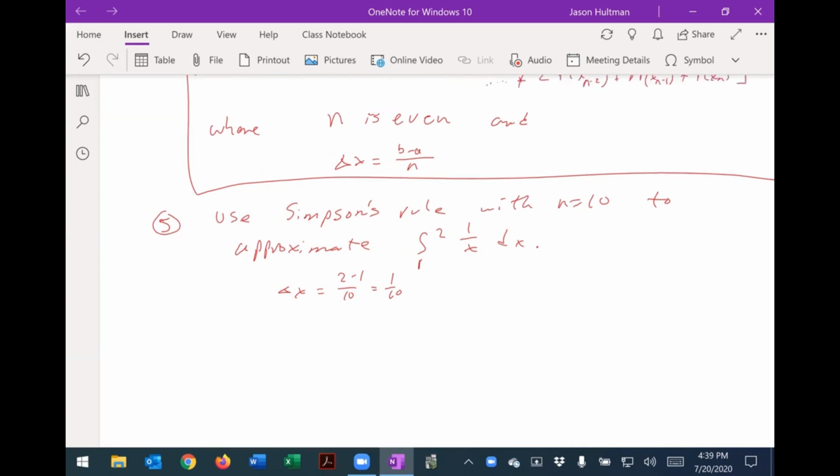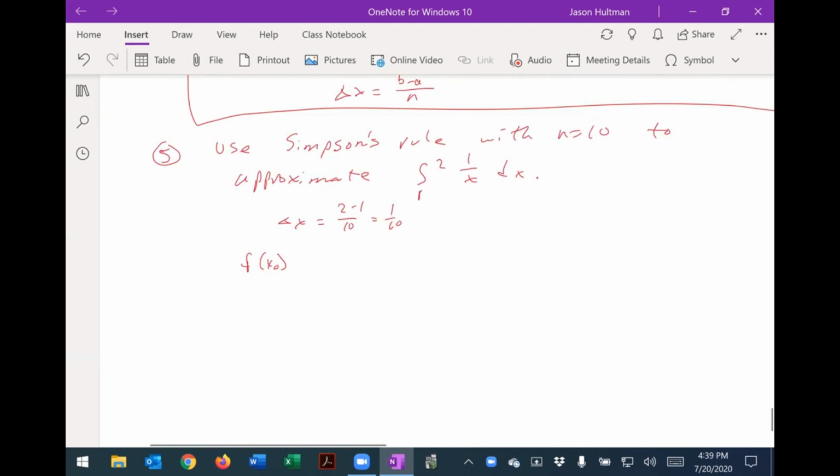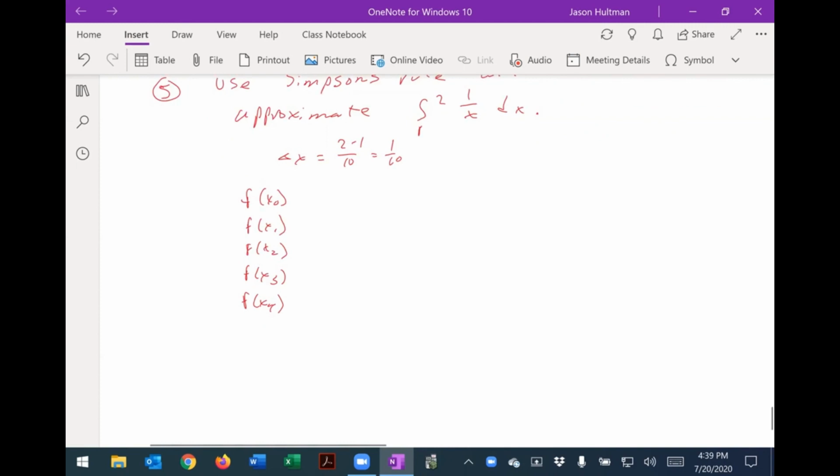So f of x sub 0, this is going to go x sub 0 all the way to x sub 10. f of x sub 0, f of x sub 1, f of x sub 2, f of x sub 3, f of x sub 4, f of x sub 5, f of x sub 6, f of x sub 7, f of x sub 8, f of x sub 9, f of x sub 10. These are kind of off, but whatever. You get the idea.